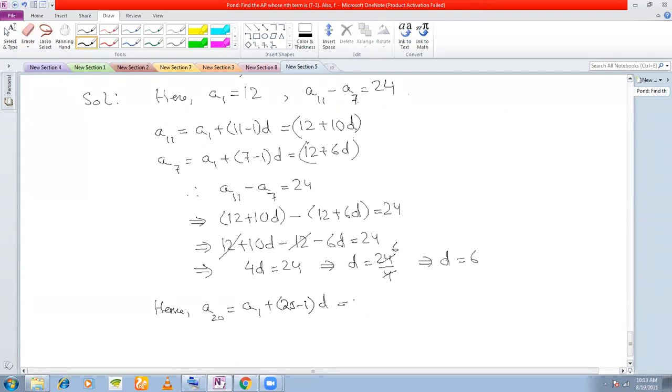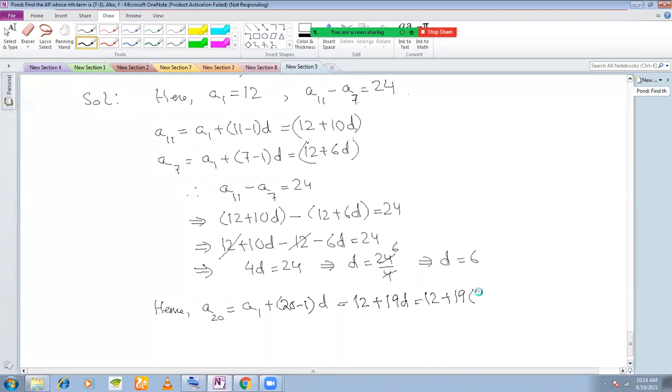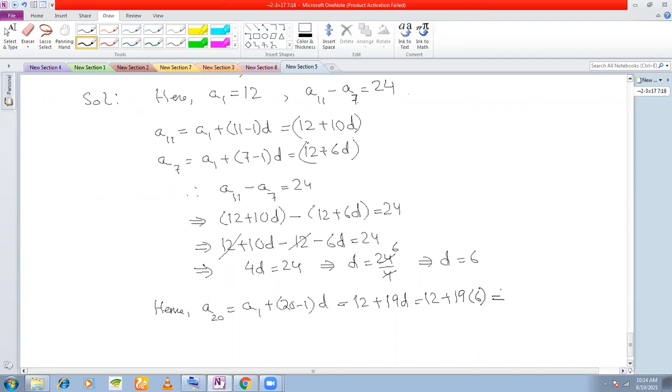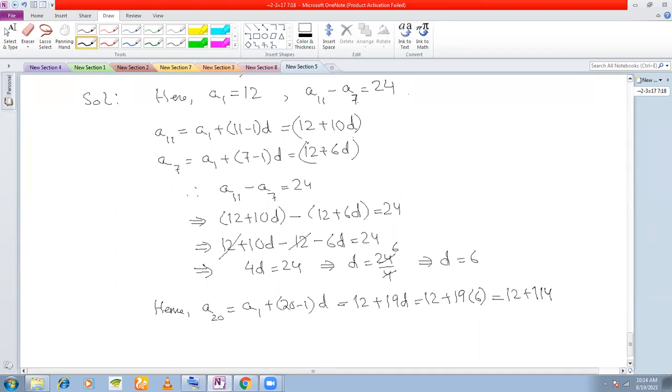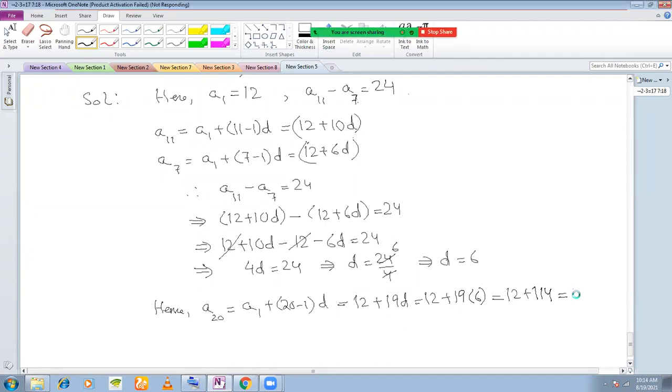Okay, so put the value: 12 plus 19D. 12 plus 19 into 6, which is equal to 12 plus 114, which is equal to 126.